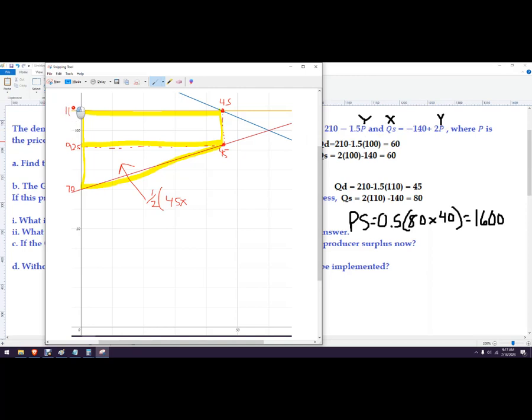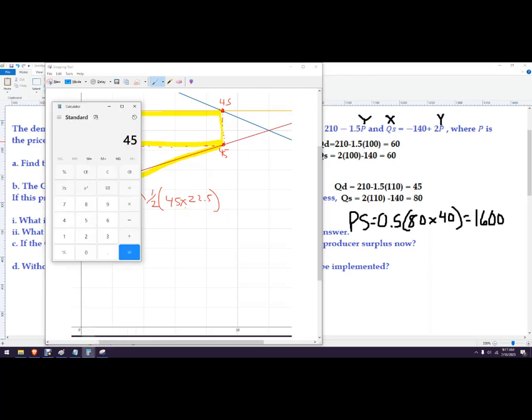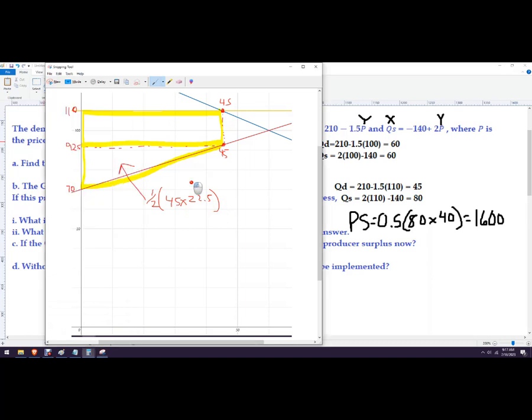So 92.5, this is a 0. Now we've got everything we need to solve this. So 22.5 is the difference between here and here. So 45 times 22.5, and then another half of that. So it's 506 and a quarter, 506.25, plus, we didn't do this rectangle yet.